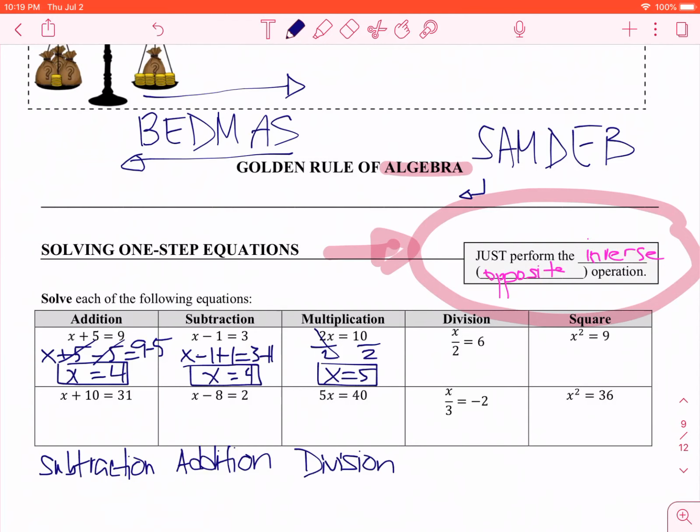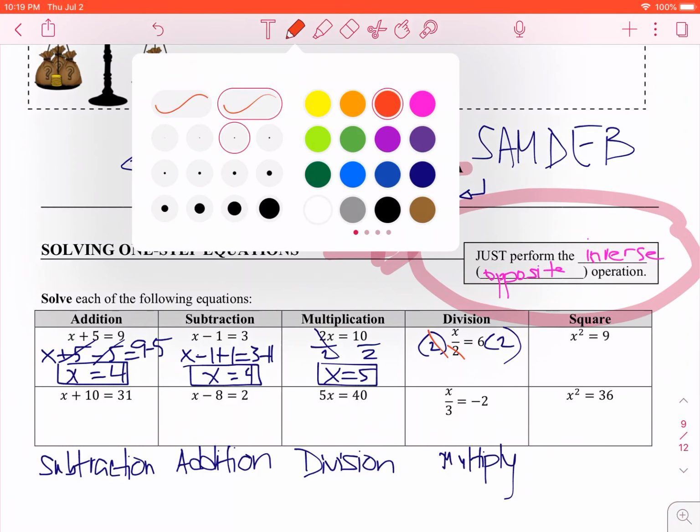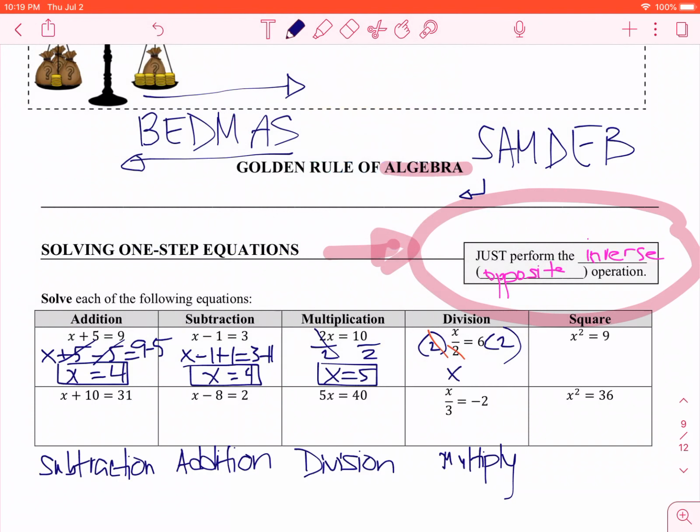Opposite of division is multiplication. So if we have x over 2 is equal to 6, we're going to multiply both sides by whatever the denominator is. So in this case, I'm going to go times 2, times 2. You'll notice any number over itself will cancel. And I'm left with just x is equal to 12.